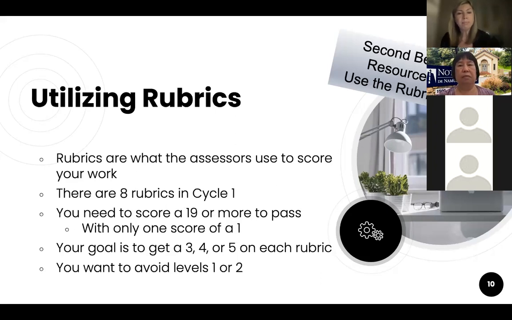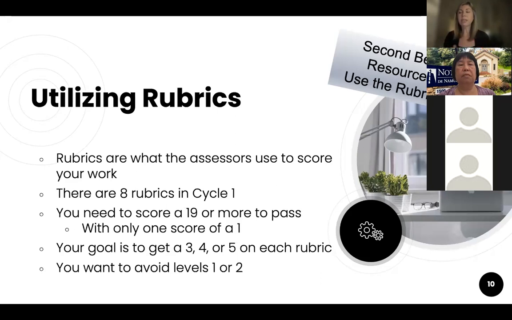So in cycle 1, you need to score 19 or more to pass with only one score of a 1. So even if you had over 19, if you had more than one score of a 1, you wouldn't pass. So keep that in mind. Your goal is to get a 3, 4, or 5 on each rubric.